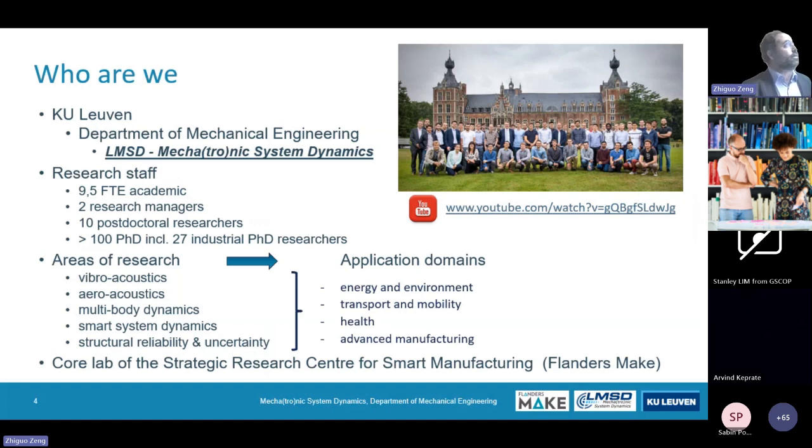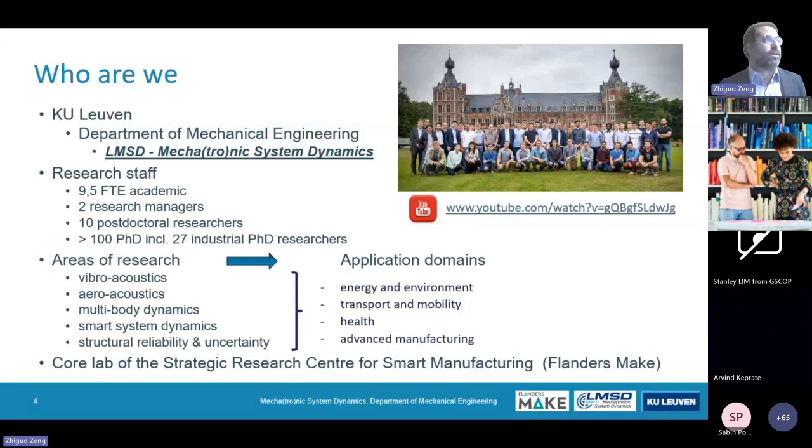So we are part of the Department of Mechanical Engineering, and we are organizing sections. We are the Mechatronics System Dynamics section, LMSD. We are 9.5 full-time equivalent academic staff. We have 2 research managers and 10 postdoctoral researchers. And we have approximately 100 PhD students, including 27 industrial PhD researchers. And we are active in different research areas: vibroacoustic, aeroacoustic, multi-body dynamics, smart system dynamics. And today our activities that I will talk about are mainly for structural reliability and uncertainty.